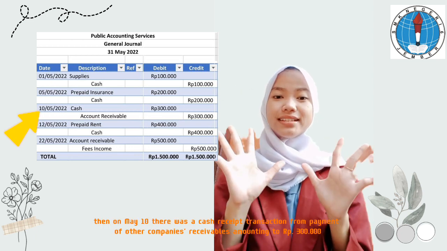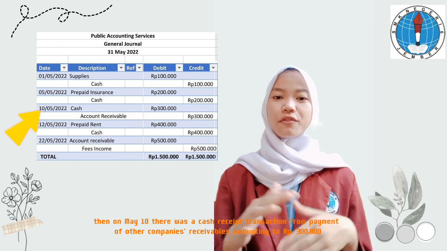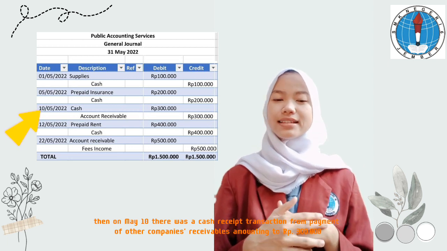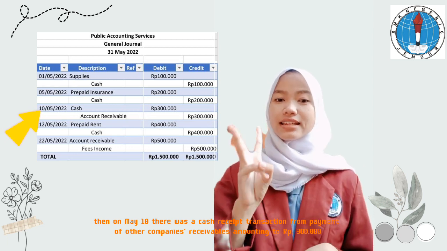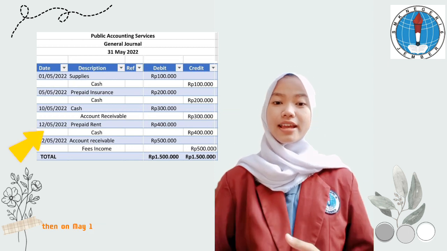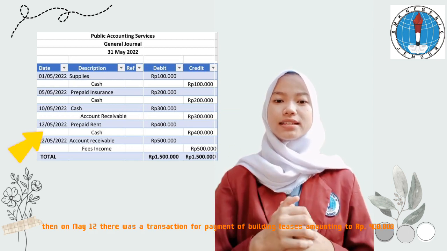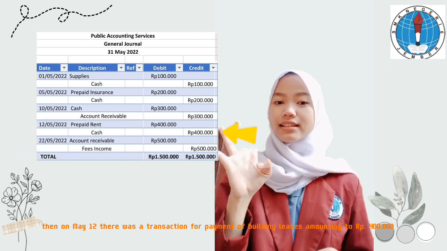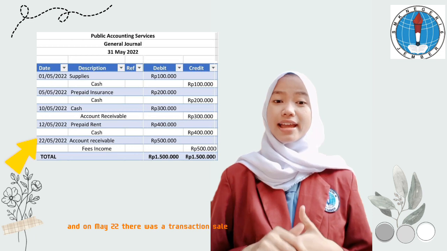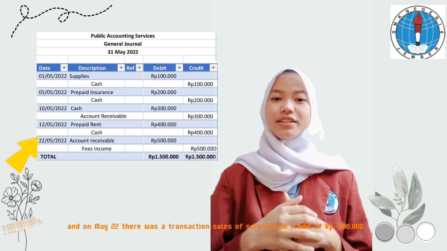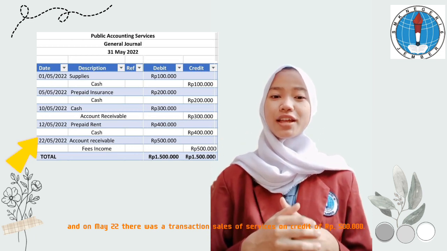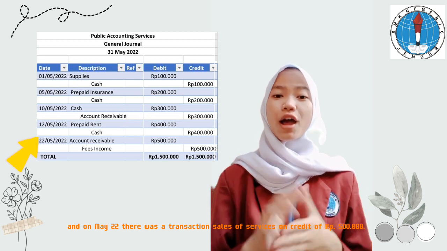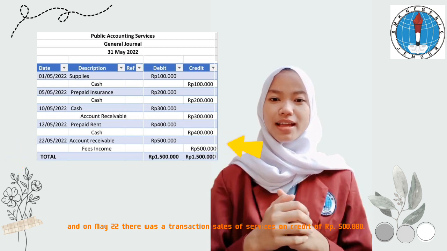Then, on May 5, there was an insurance expense payment transaction of 200,000 rupiahs. Then on May 10, there was a cash receipt transaction for payment of other companies' receivables amounting to 300,000 rupiahs. Then on May 12, there was a transaction for payment of building leases amounting to 400,000 rupiahs. And on May 22nd, there was a transaction of sales of service on debit and credit of 500,000 rupiahs.